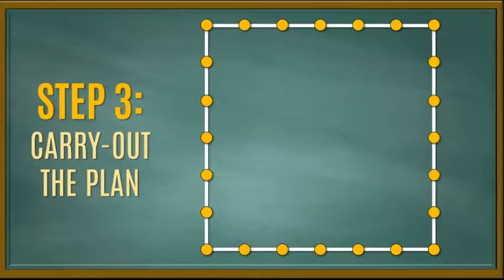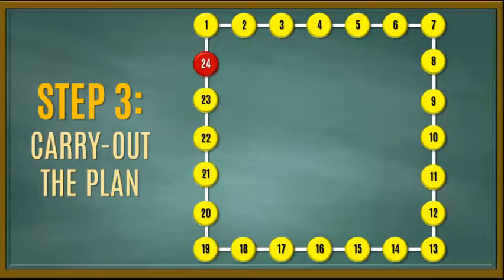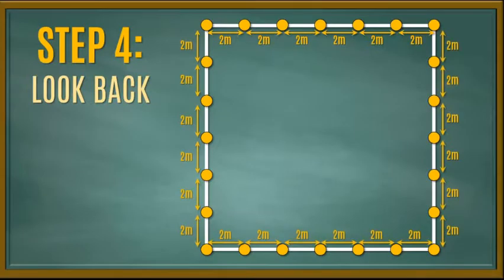Now, counting all of these points, we see that we have 24 points in all. Remember, these points represent the posts that hold up the fence. Now we look back at our solution. We see that the distances between consecutive points along one side sum up to 12 units. And we see that this is also true for the rest of the sides.